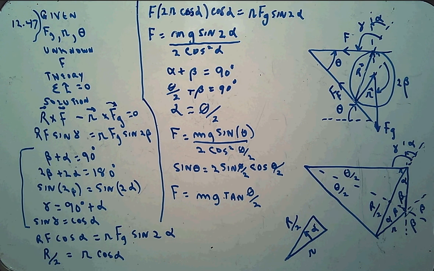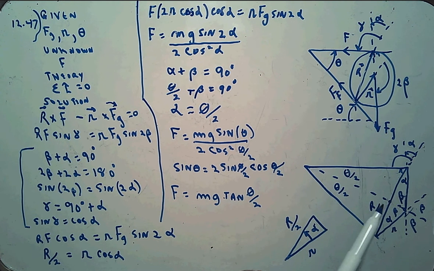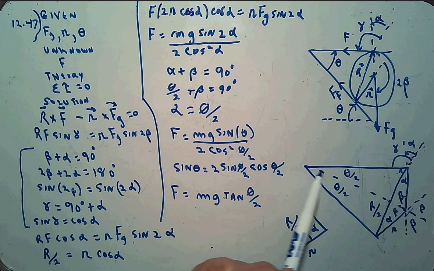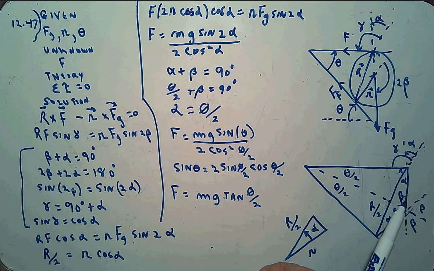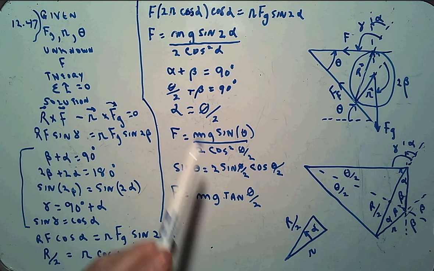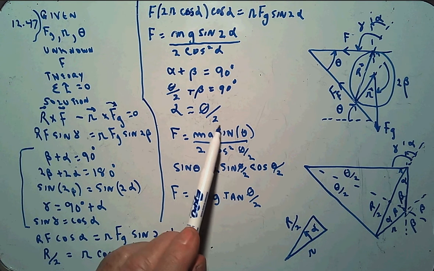But it'd be nice to get the answer in terms of theta. So we have to go back to our triangles again and see if we can get alpha in terms of theta. We've already been through the fact that alpha plus beta, which are the two angles of a right triangle, must add together to produce 90 degrees. But if you look at this big triangle here, you can see that theta over 2 plus beta must be equal to 90 degrees, because they're the two angles of a right triangle. Therefore alpha must be equal to theta over 2.